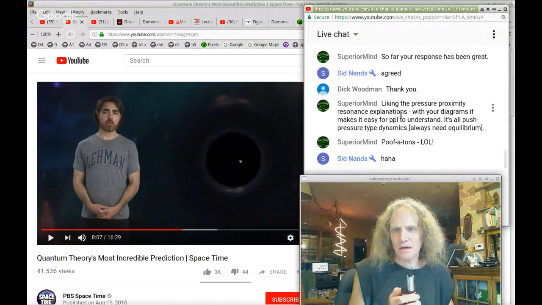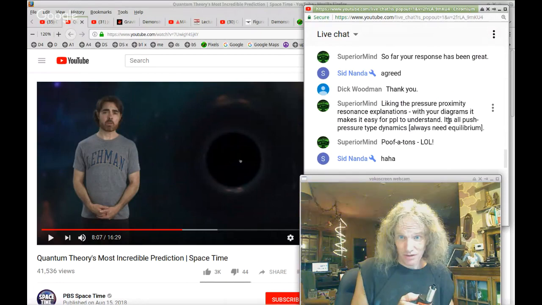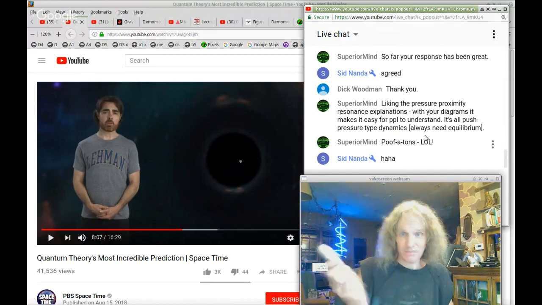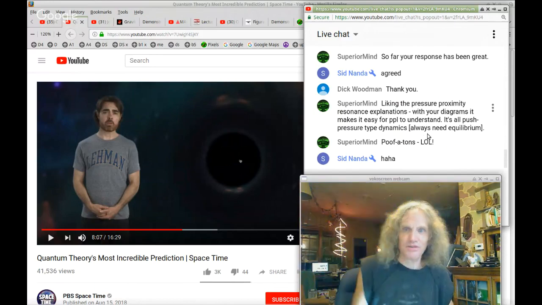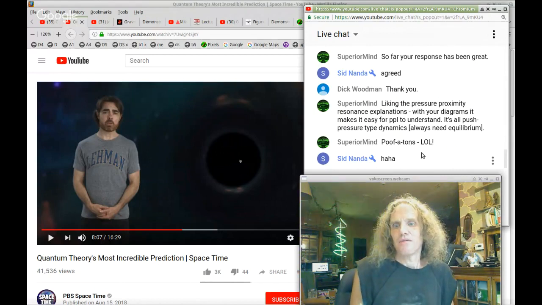All right. Liking the pressure proximity resonance explanations with your diagrams. It makes it easy for people to understand. It's all push pressure type dynamics. Yes, push, push, push. It's so obviously a push universe. Pull is idiotic because you can't make it except out of a push. Poofatons, LOL. Yes, that wasn't bad.